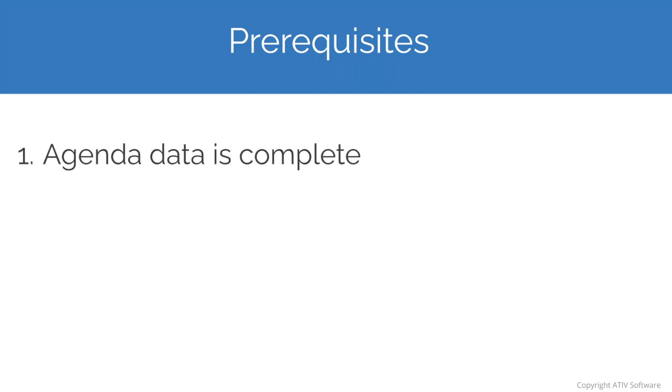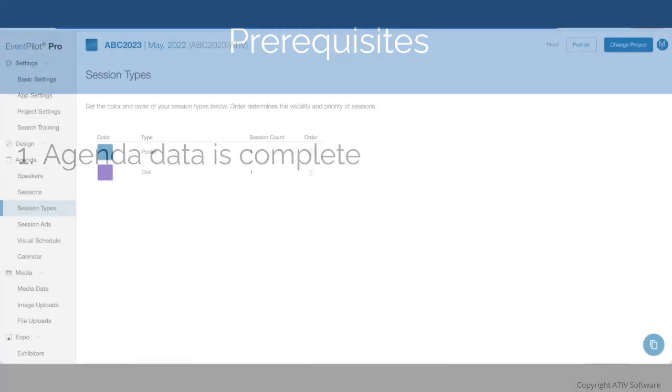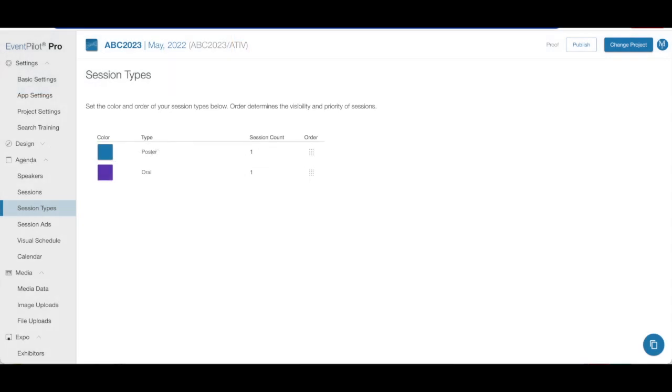Your agenda data should be as complete as possible. While individual sessions may still have minor updates, your session type should not change anymore. The speaker portal uploads are tied to specific session types.